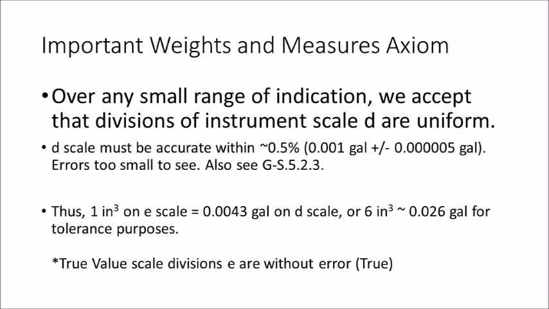Now they have to be uniform according to GS 523, and think of it in terms of each division should be accurate to about 0.5%. Now I defy you to see 0.5% of a 1 cubic inch graduation on a test measure. It's just too small. You can't see it. And that's why, for the purposes of tolerance, we can say that 6 cubic inches is 0.026 gallons on the instrument scale. And of course, the true value divisions are without error.